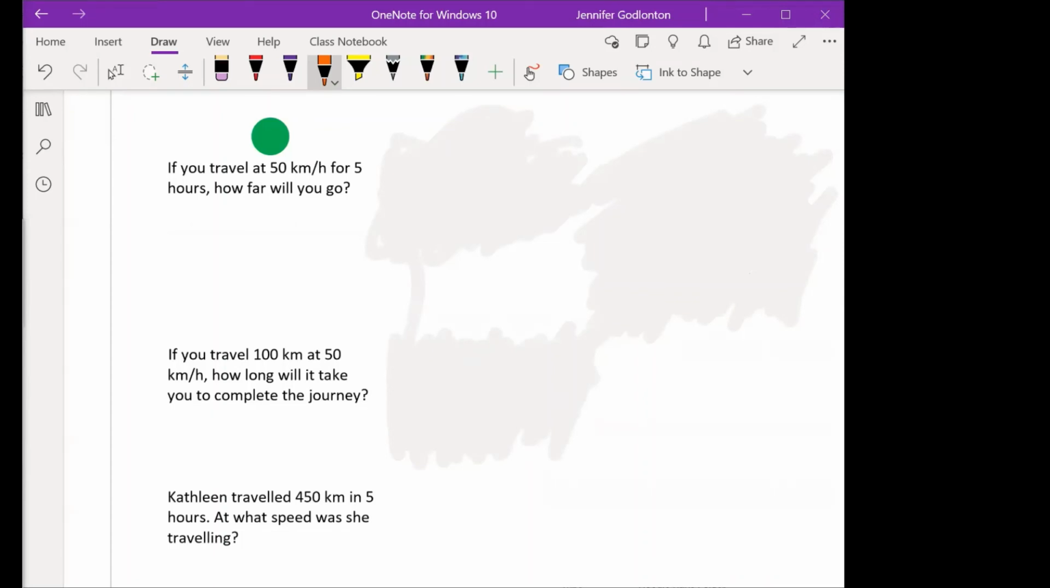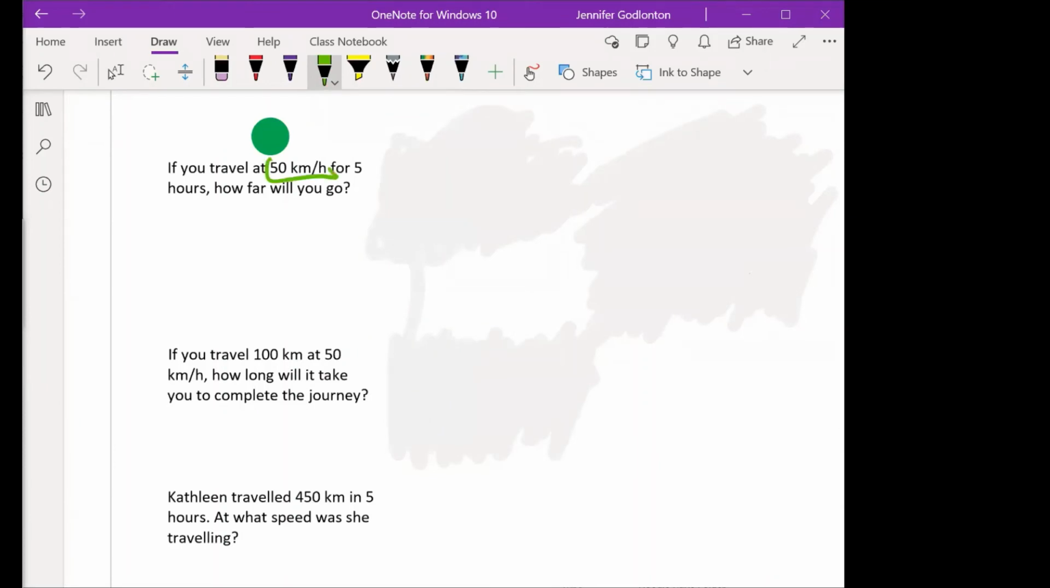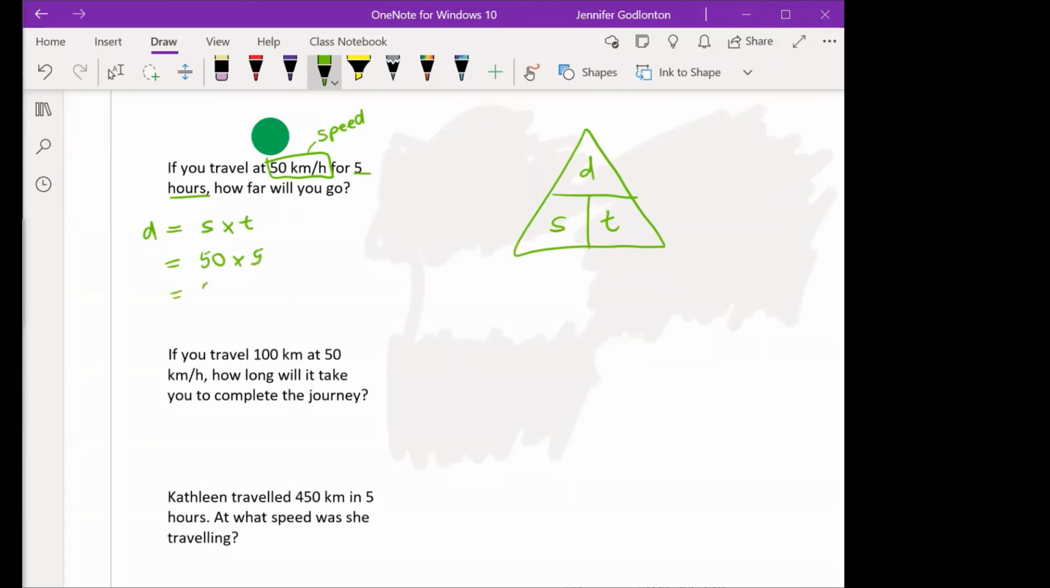Let's look at this first one. I'm seeing these answers coming through. Let's use a green pen since we're dealing with green. Okay, so if you travel at 50 kilometers per hour, that's telling us that we're dealing with speed, and it's for 5 hours, which is time. In our speed, distance, time triangle, we want to know how far we will go, so distance is equal to speed times time, which is 50 times 5, 250 kilometers. Okay, nice and easy.